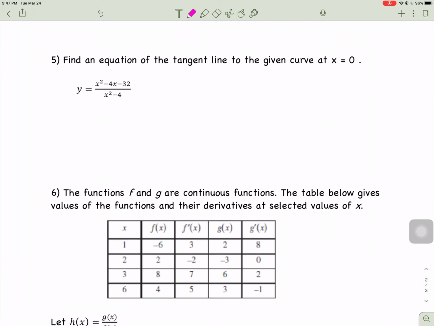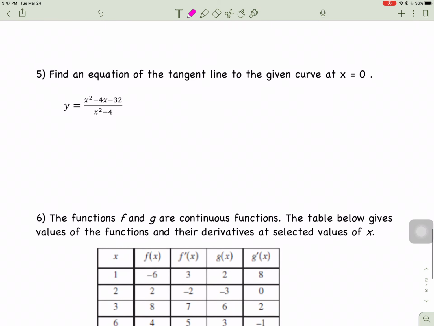Okay. Number 5, find the equation of the tangent line to the given curve at x equals 0. Now, a couple things about this question here that's kind of tough. This question does not give you the steps to get there. You have to know, well, first I have to find the derivative, then I have to plug in 0 into the original and the derivative and write it in point slope. So this is a lot of work as well.